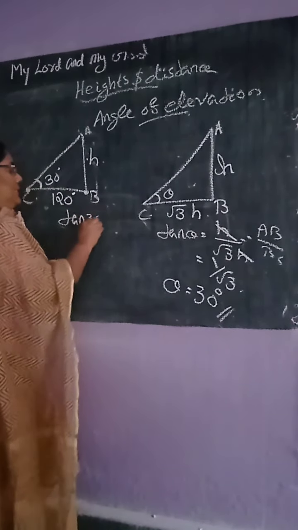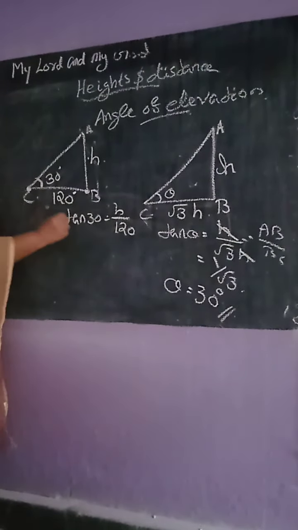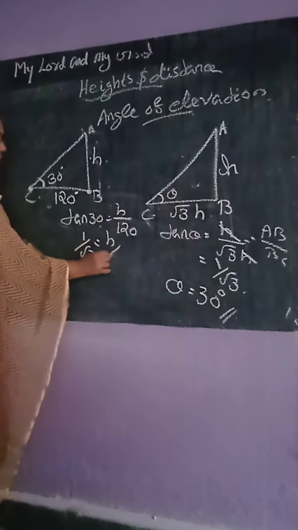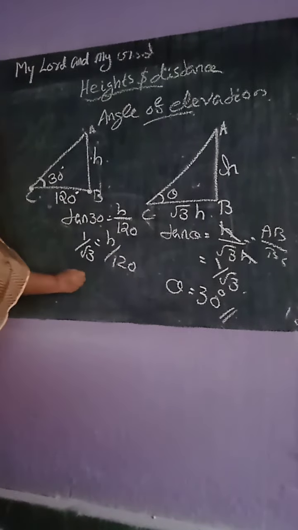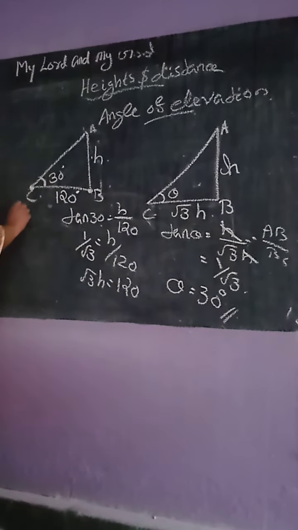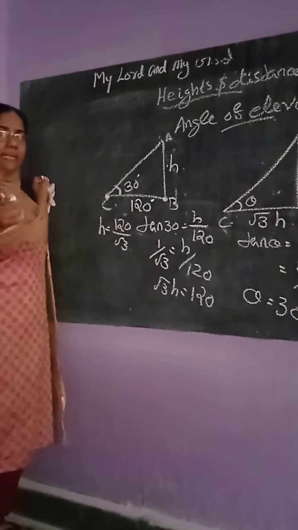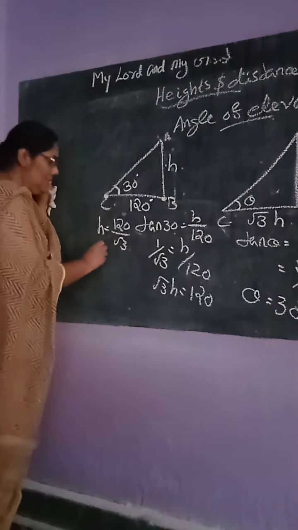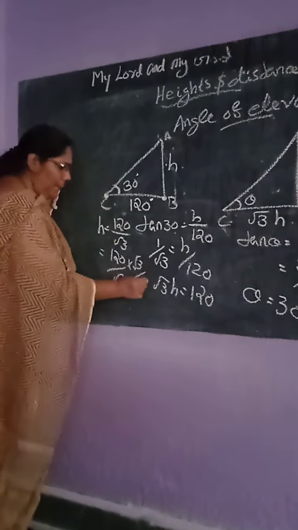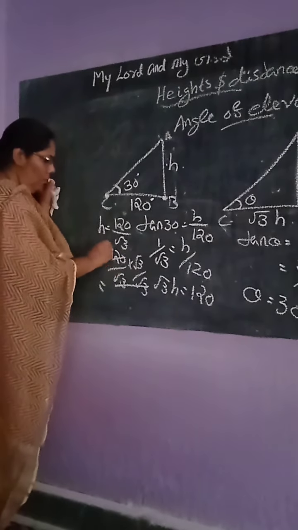Therefore, tan 30 is equal to h by 120. Okay, opposite by adjacent. You know that tan 30 means 1 by root 3 is equal to h by 120. Cross multiplication, root 3h is equal to 120. h is equal to 120 by root 3. If a root is in the denominator, rationalize the denominator. 120 by root 3 into root 3 by root 3. That is 120 root 3 by 3. Root 3 into root 3, 40 root 3, right?